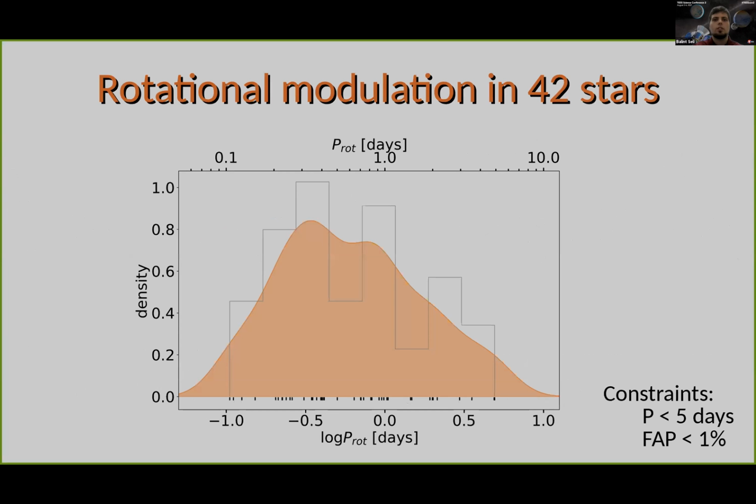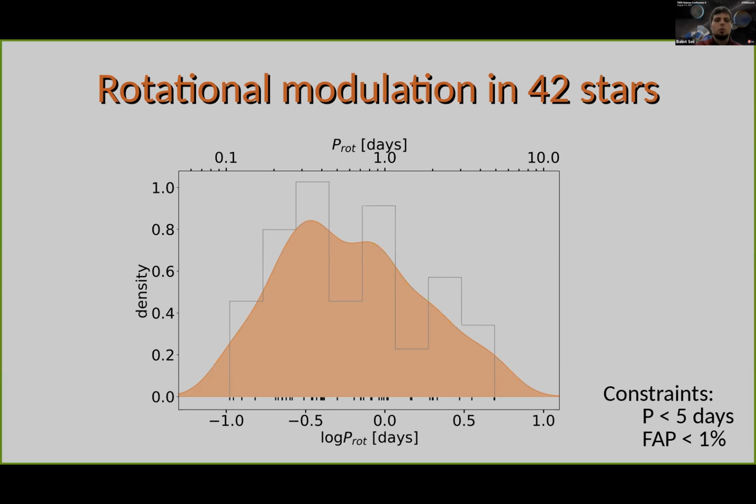And now onto the results. We managed to find rotational modulation in 42 of these stars, but we only looked for periods below 5 days. That's because there's such low amplitude that we're expecting that any longer period would make detection so ambiguous. But what you can see here on this logarithmic distribution is that it looks more or less like a Gaussian and unimodal. And it might not be that affected by that 5-day cutoff.